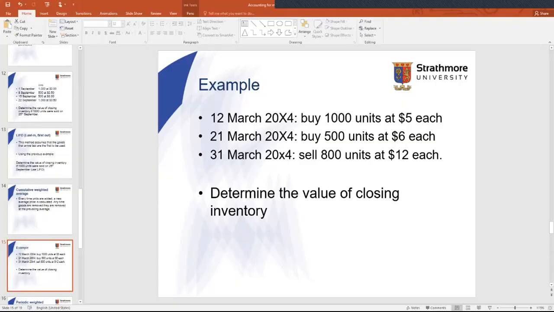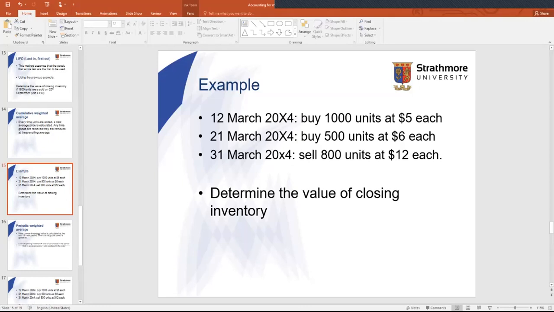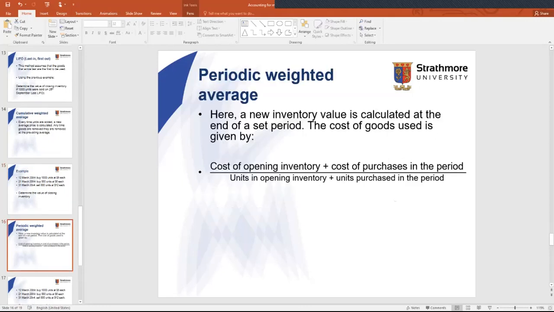Okay, that's on the use of the cumulative average. Now we have what we call the periodic weighted average. Okay, the use of the periodic weighted average method. Now in this method, we are going to be getting the cost of the item by the end of the period.